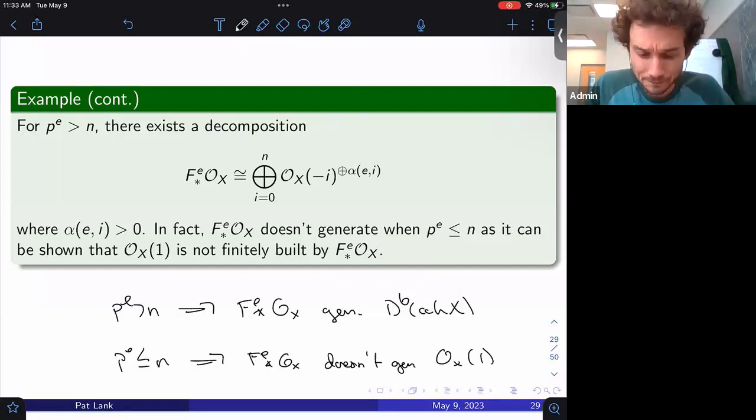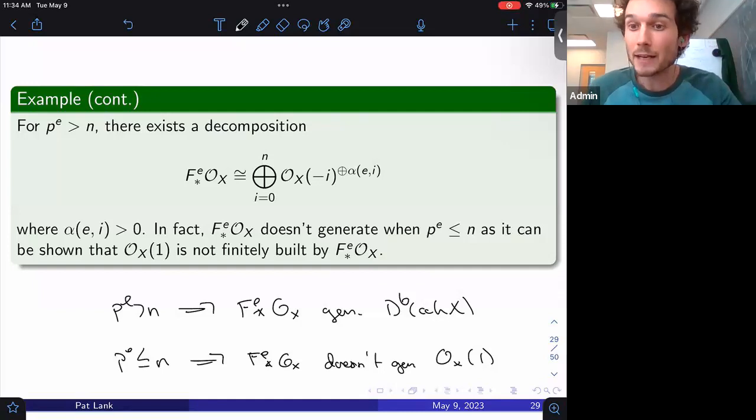So let's think about this for a second. The codepth for something that is regular is 0. Codepth in some sense measures the failure to be smooth, or failure to be regular, rather. Well, projective space is smooth, so its codepth is 0.